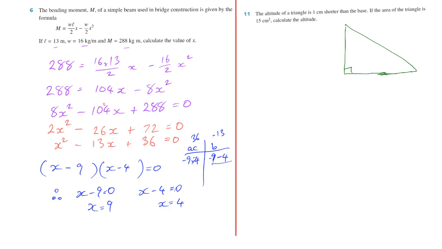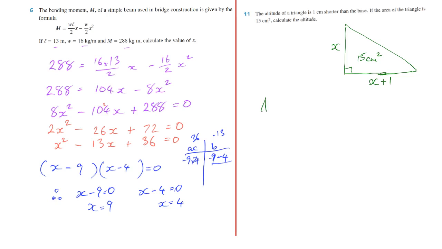So if I called the altitude or the height x, then that means that the base will be x plus 1. I've chosen to use that so it's a positive. Now we're told that the area equals 15 centimeters squared. So using my diagram, I can see what I'm doing. I can get a picture of it. And it says calculate the altitude. So I'm trying to find x.